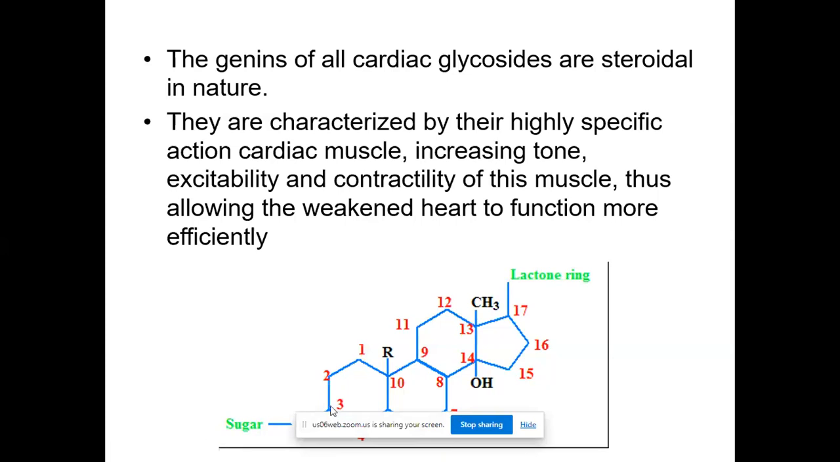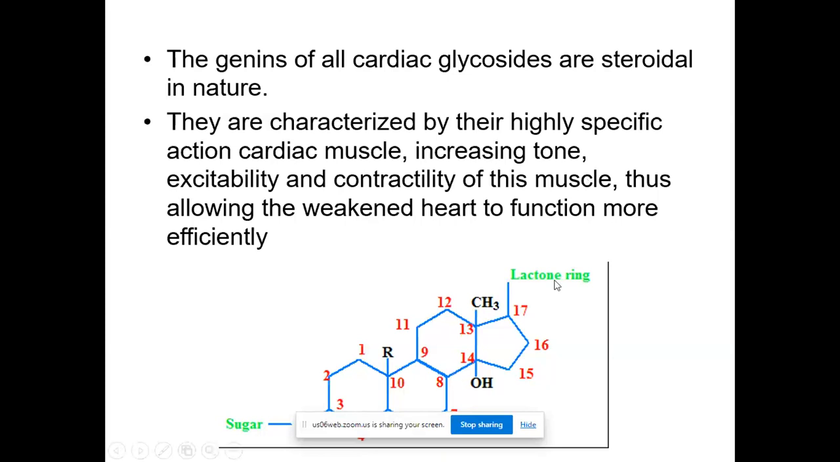And on the third carbon, you'll see that it will link to the sugar moiety. On the 17th, it will link to the lactone ring. And then the A and B rings are linked together. These rings are, first of all, saturated, so they're linked together via the cis. You remember the cis and the trans? So A and B are bonded via the cis, and then also C and D.